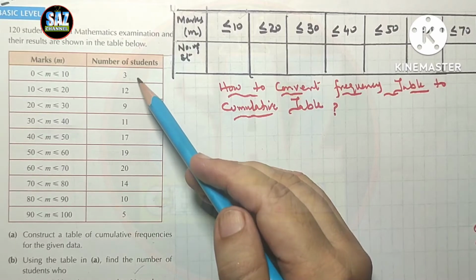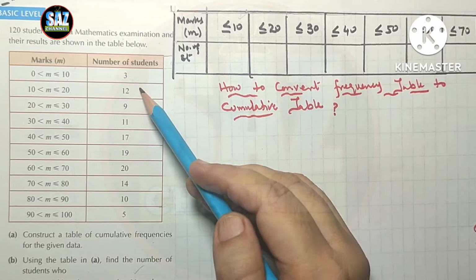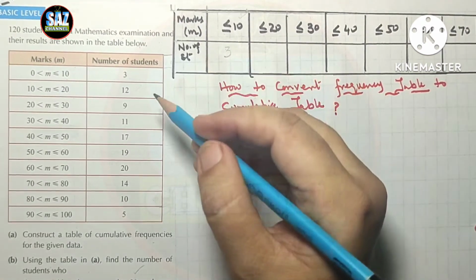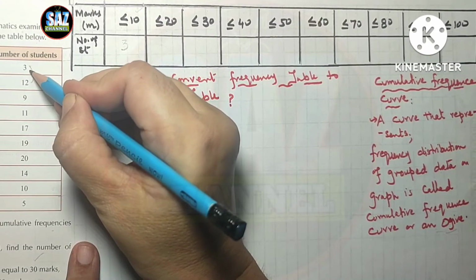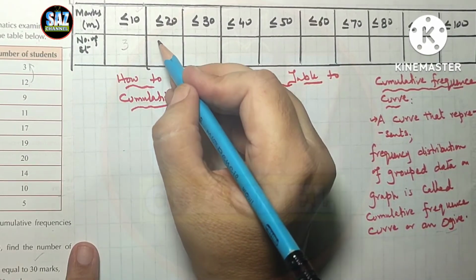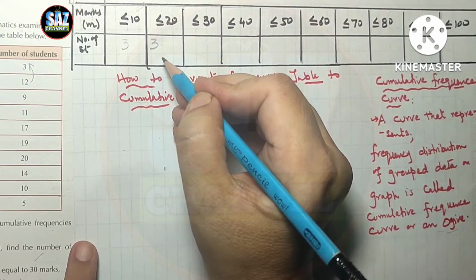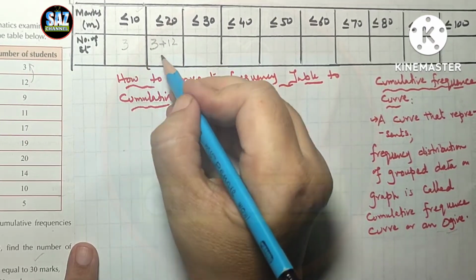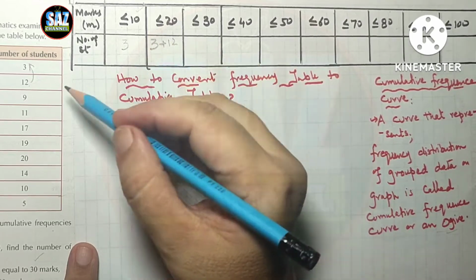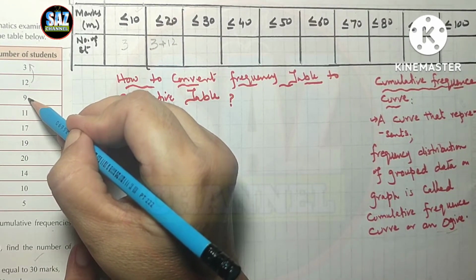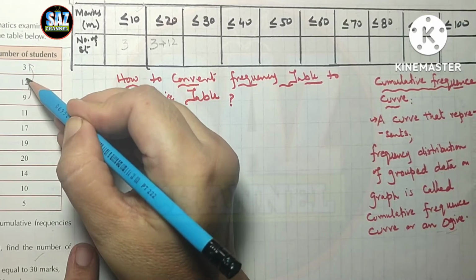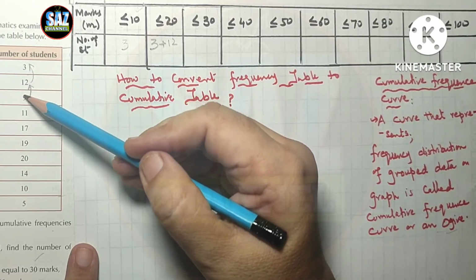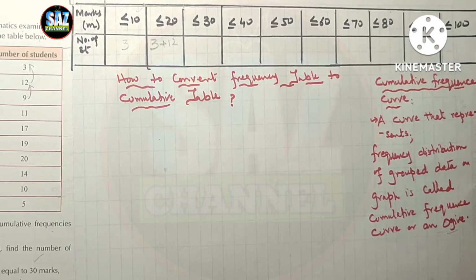And now the frequencies we are not going to take as they are. The first frequency and the first cumulative frequency will be the same. First let me mark it with pencil, 3. Then I have to add the second frequency to the first: 3 plus 12 will be coming over here, which gives me 15. Then I have to add 15 to 9, or we can add 3 plus 12 plus 9. I hope now the message is clear to my students.